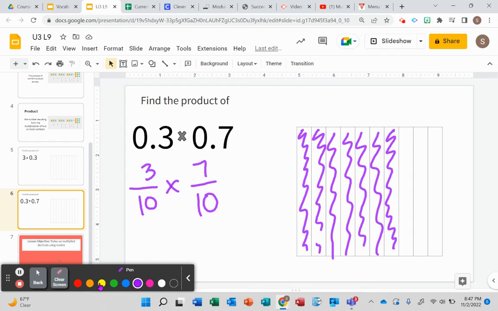So we have 7/10. Now, for each of our tenths, we want 3/10 of that. So I'm going to divide up all of this into tenths. So there is 1, 2, 3, 4, 5, 6, 7, 8, 9, 10. Okay, so we kind of want that to be kind of equal. Now I want to take 3/10 of each of my new pieces, right?